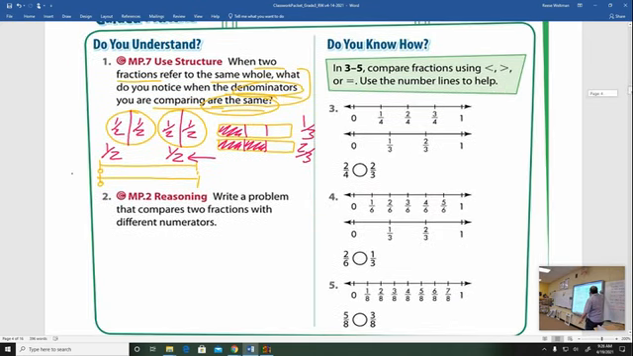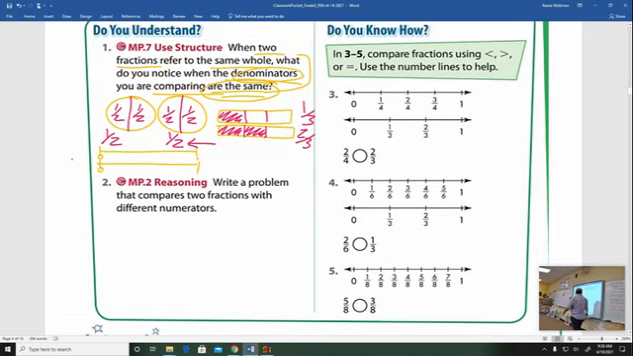Okay. So, let's look at this one. It says, write a problem that compares two fractions with different numerators. So, please face this direction. Thank you. Write a problem that compares two fractions with different numerators. So when it says different numerators, guys, what does it mean? What does that mean, Allie? Different ones that are shaded in.